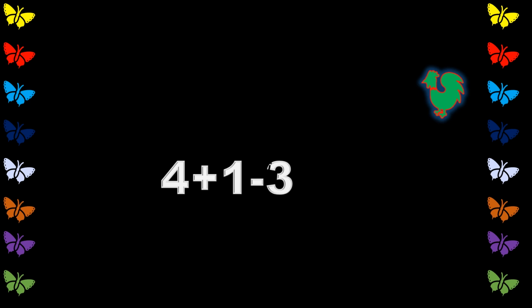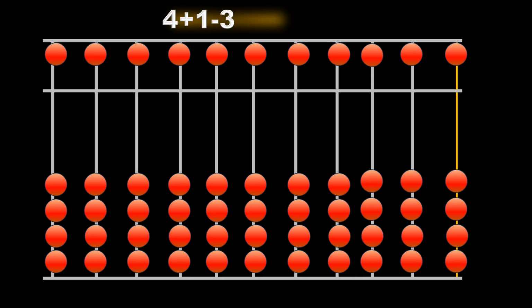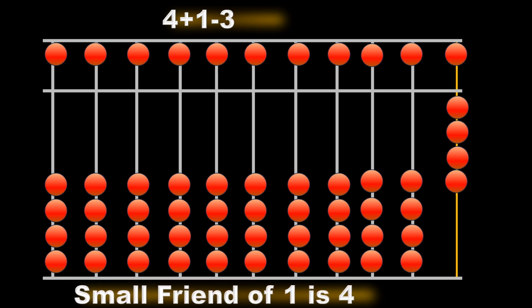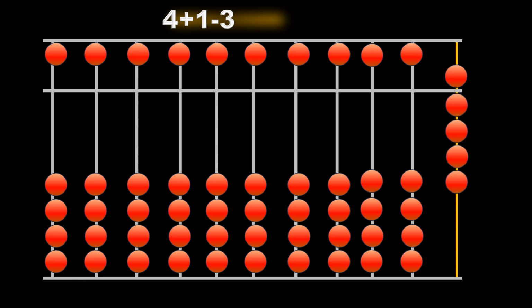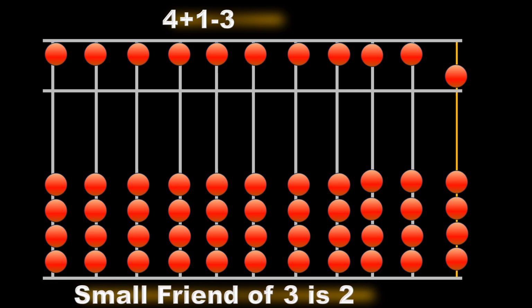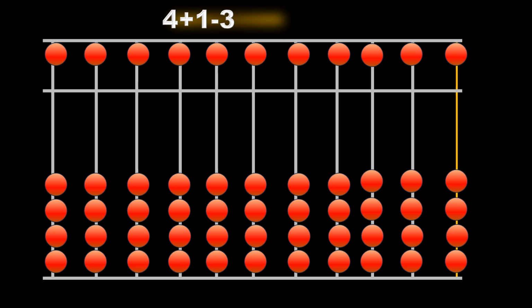The next question is 4 plus 1 minus 3. Add 4 lower beads. Now we have to see the second digit, which is plus 1. What is small friend of 1? 4. So we added 5 and we'll be subtracting all the 4 lower beads. Now the third digit is subtract 3. What is small friend of 3? It is 2. So subtract 5, the upper bead, and add 2 lower beads. The answer becomes here 2.